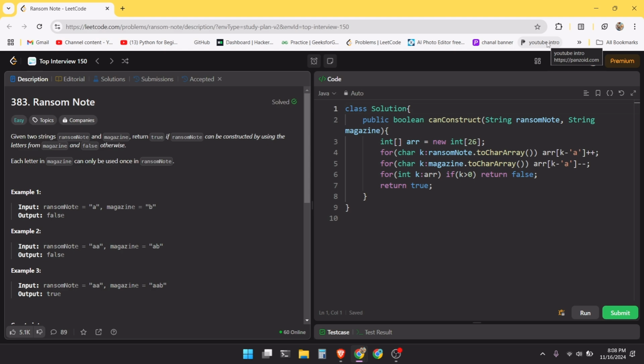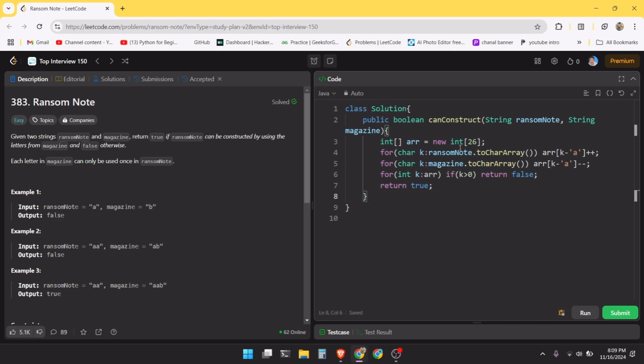LeetCode 383, Ransom Note. Easy level question, very easy solution. I really don't even want to make this video, but because I am continuously making videos, I'm making this one also. In this question, you are given two strings, here on the left hand side you can see, and you are supposed to return the answer true or false, a boolean answer. So it's an easy question.